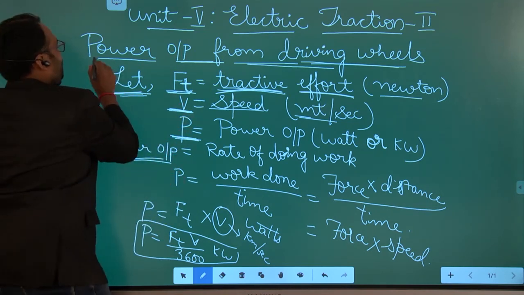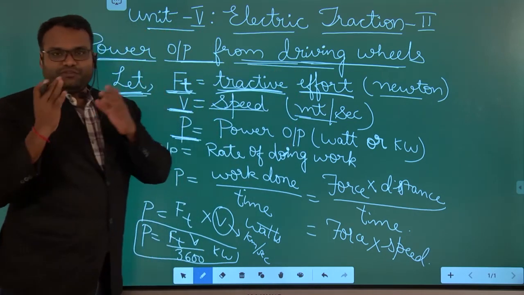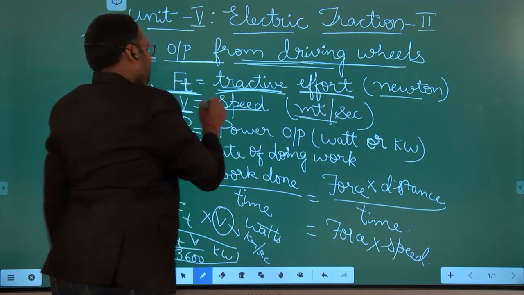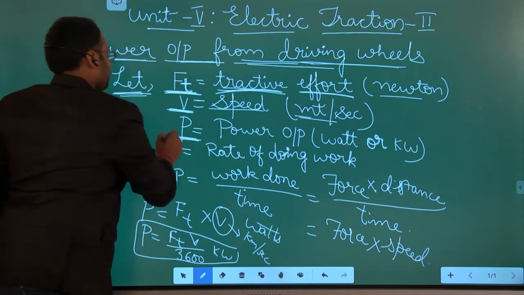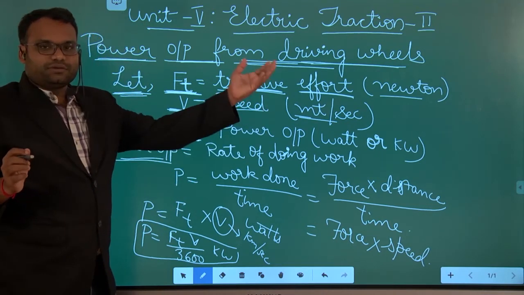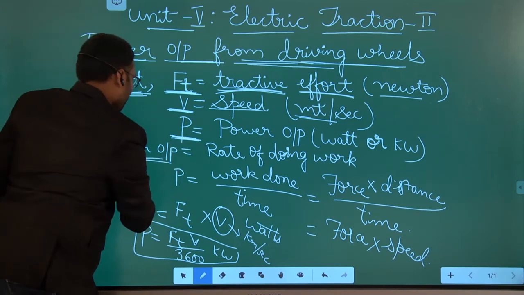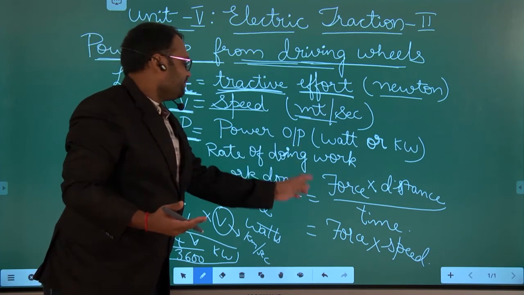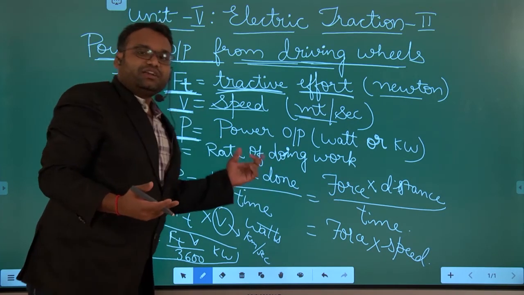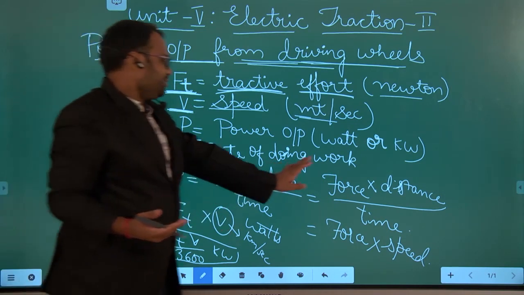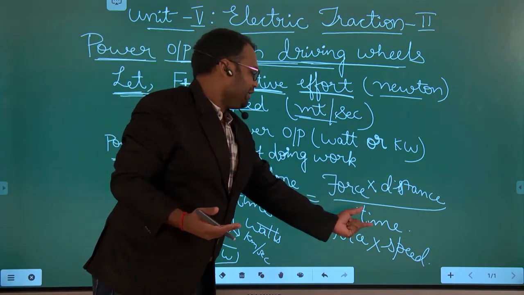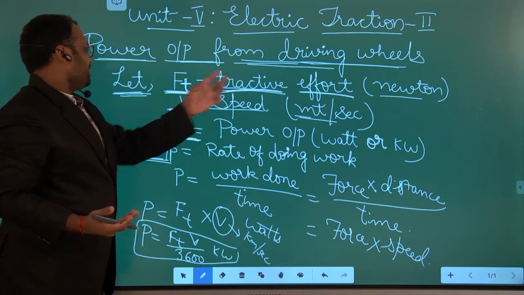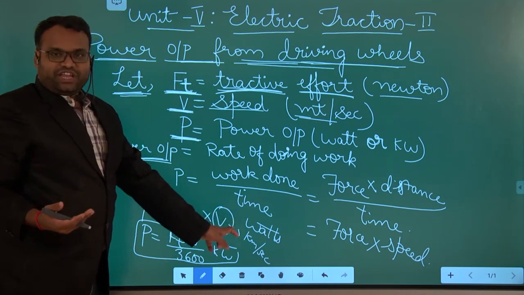Again I'll repeat that in order to see the derivation of the power output from the driving wheel, first we see that the tractive effort, Ft, has units of newtons, V is the speed in meters per second, and P is the power output in watts or kilowatts. Now the rate of doing work is nothing but work done by time. Work done is force into distance, and force into distance by time is speed. The force is the tractive effort Ft, multiplied by V, the speed.